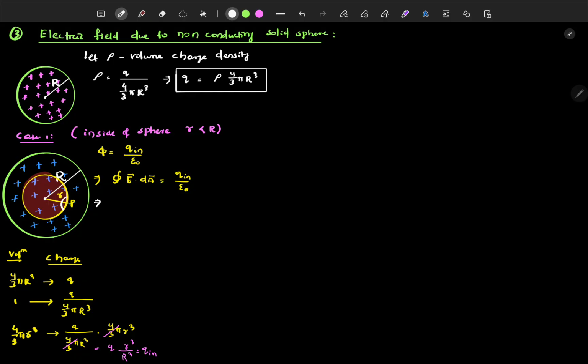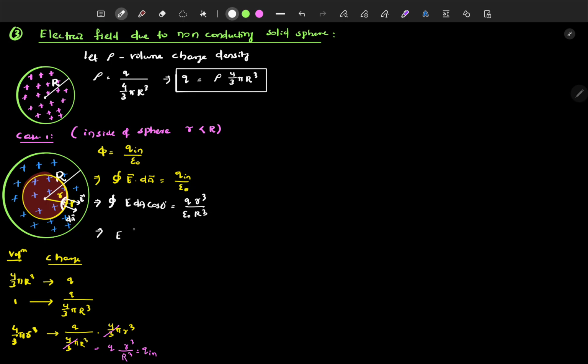If we consider a small elementary area, this will be the dA vector, and the electric field will be E vector. Both are in the same direction. So E dA cos 0. The closed surface integral of E dA cos 0 is equal to Q enclosed by epsilon naught. Q enclosed is Q into small r cubed by capital R cubed, divided by epsilon naught. Cos 0 is 1.